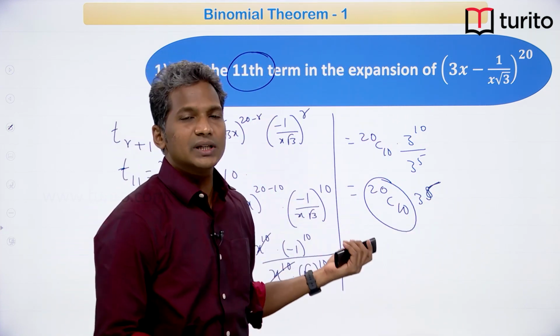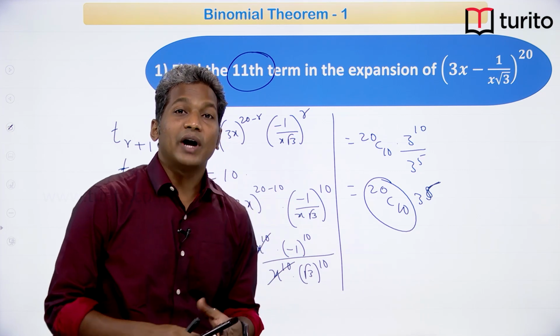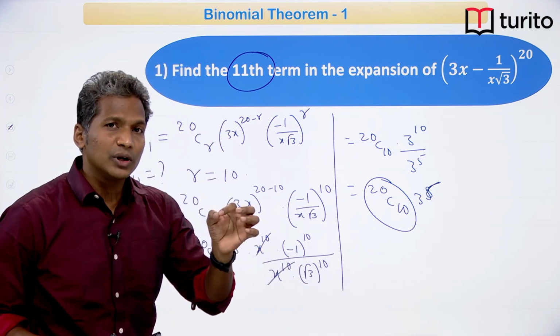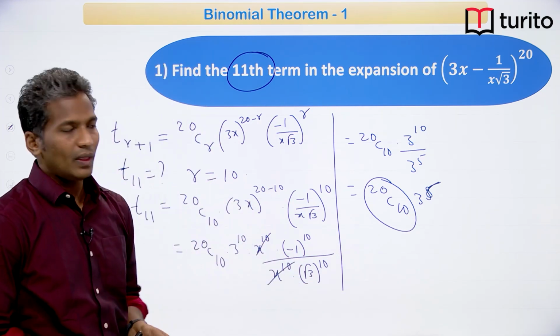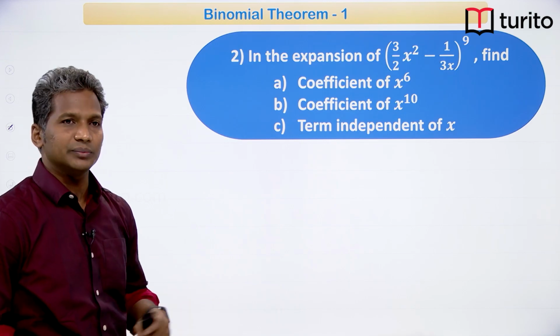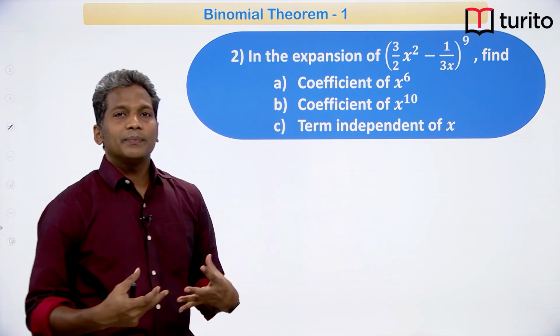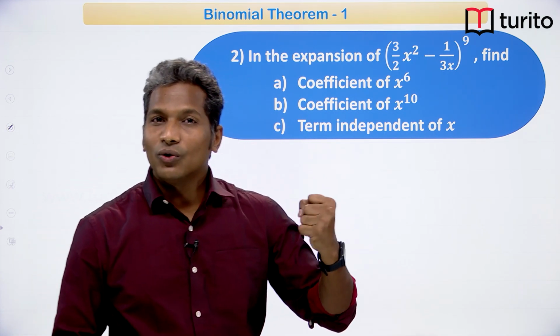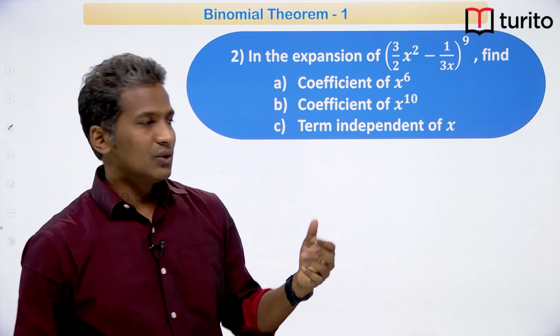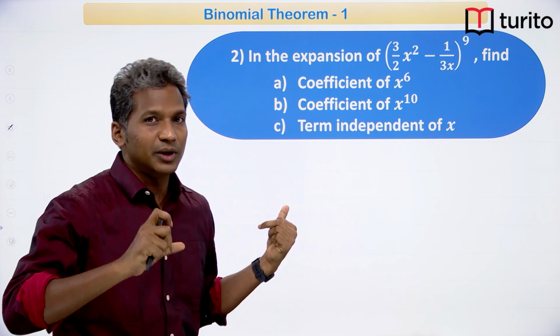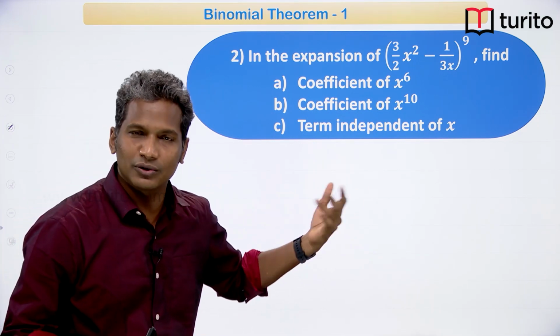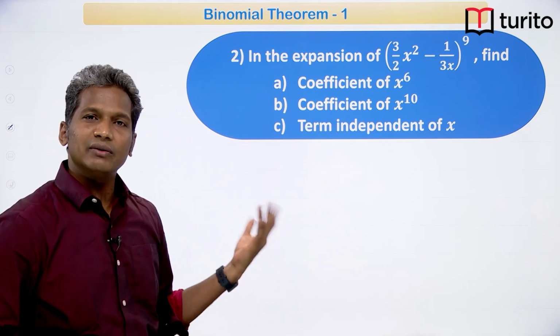So, these are some basic ideas of finding the term if the number of the term is mentioned. Let us look at a different variety. Here, questions are about finding the coefficient of something. So, here it is not based on the term number, it is based on the power of x. So, how to deal with them?